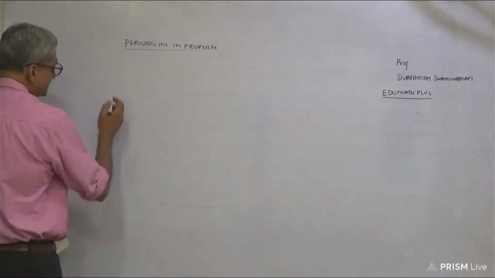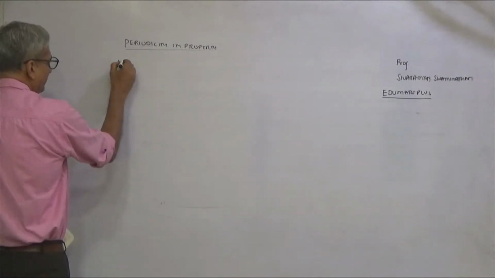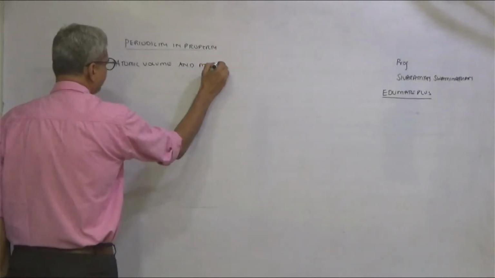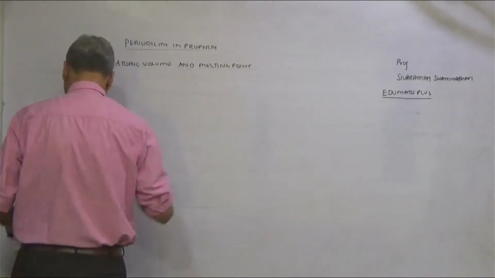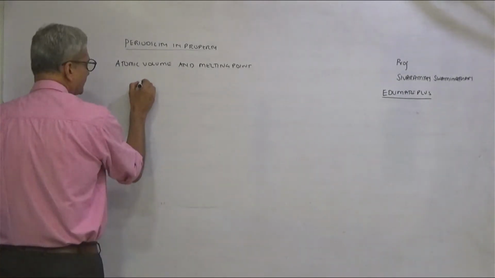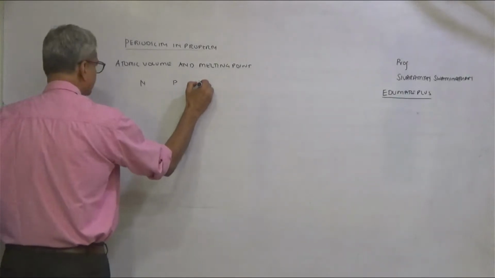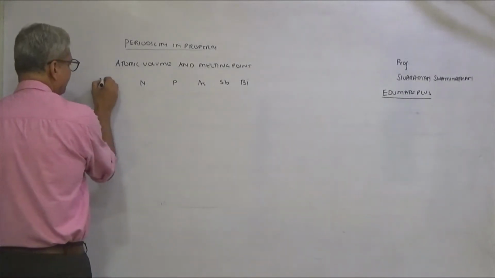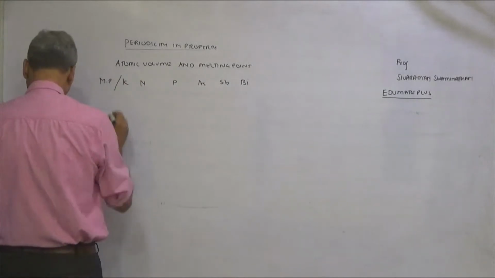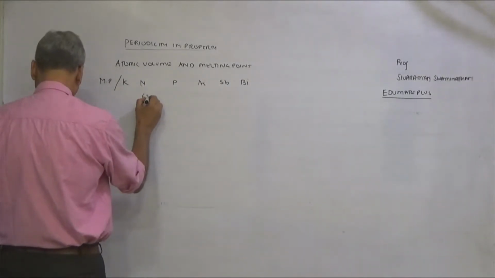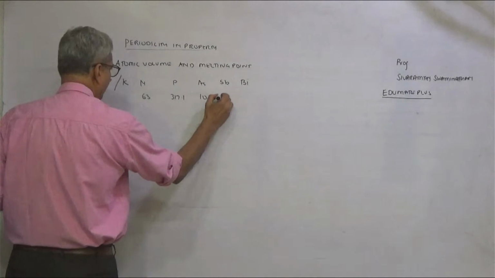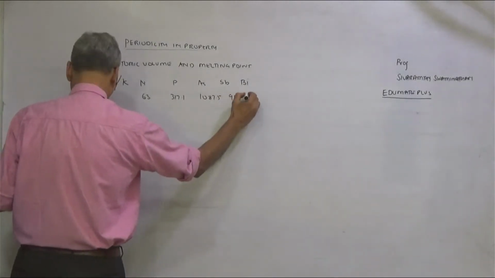See what happens is the next periodic property we are talking about is atomic volume and melting point. Obviously, that's going to depend on it. So when I look at nitrogen, phosphorus, arsenic, antimony, bismuth, and talk of melting point in the unit of Kelvin, this is 63 Kelvin, 317.1, 1087.5 Kelvin. This is 904 and this is 540.